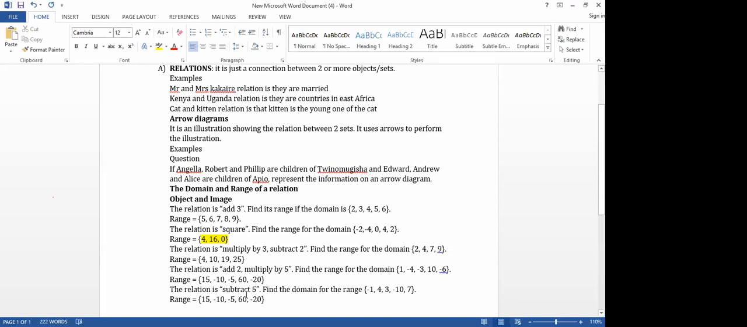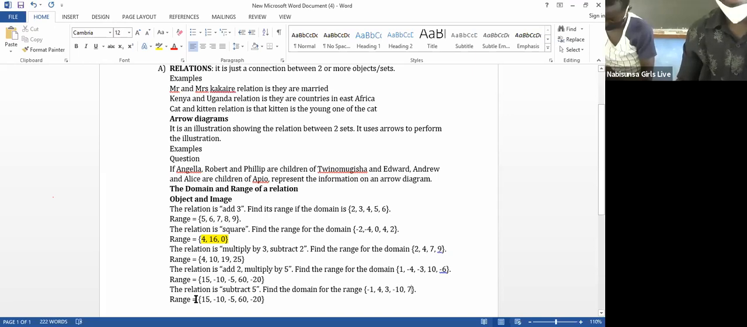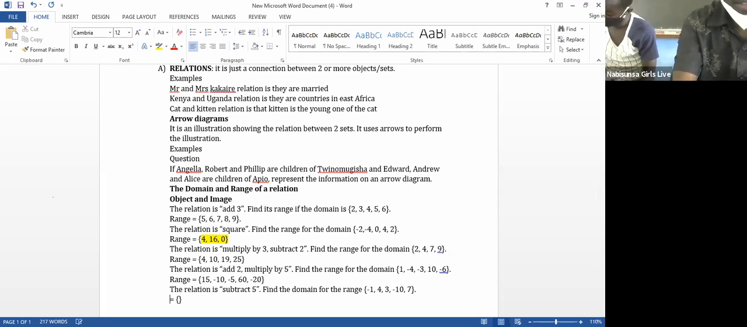And that's the idea you're using here, because the relation is subtract 5. Find the domain for the range. So what is going to be our domain? Here you are using that idea of inverse, but I have not written the word inverse yet, for a reason. Because I want to build this exposure before we can go into that.